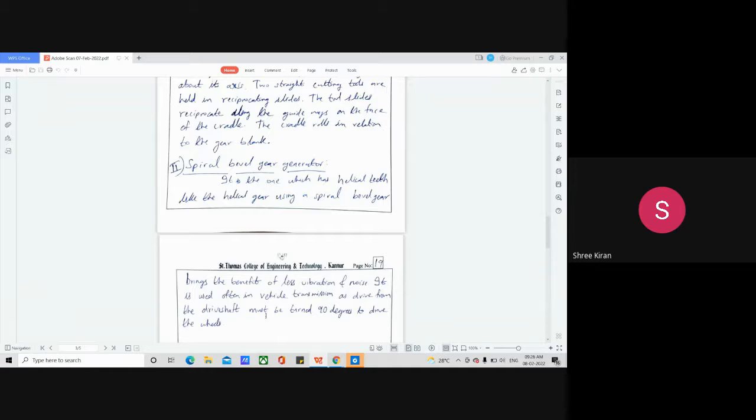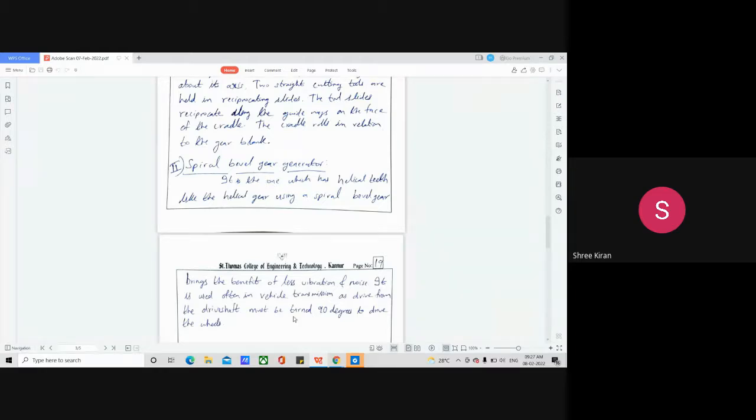That's what we use in the case of the spiral bevel gear generator. The name itself represents the spiral shape. That's what happens.